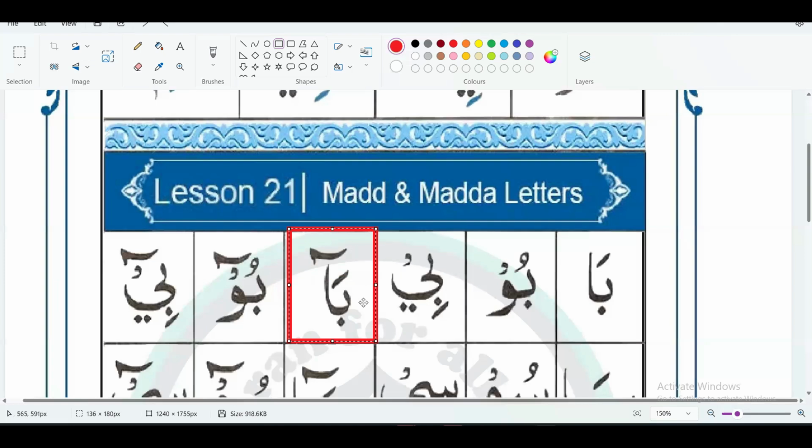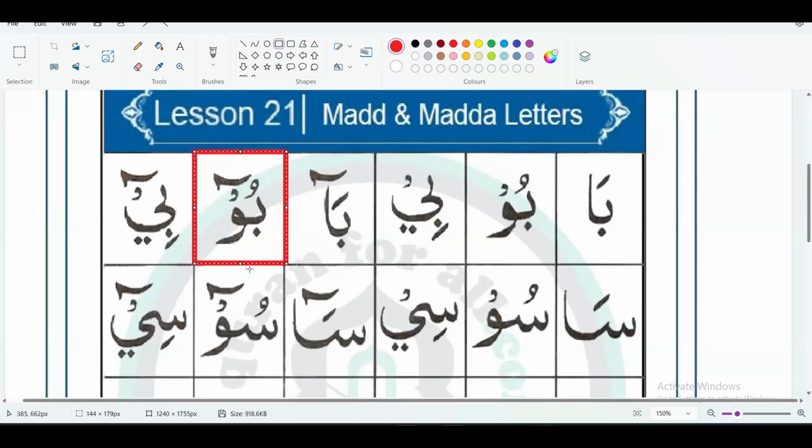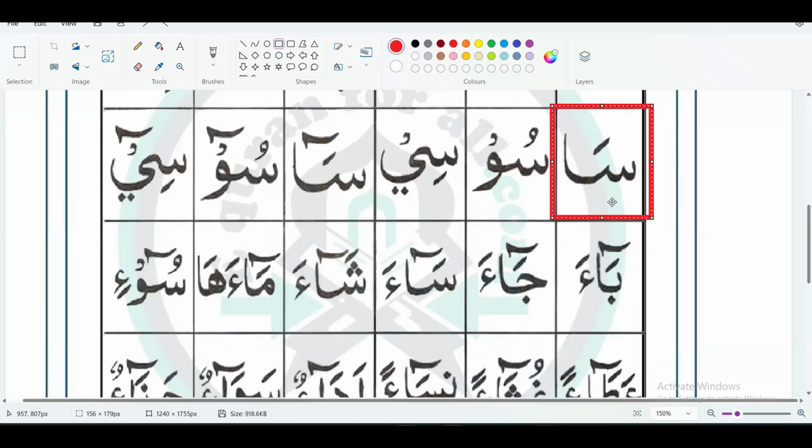Ba. Excellent. Reading. Boo. Next. E. Okay, next. Sa. Don't stretch more than 2 seconds because here we just have an alif madda. We don't have mud on it, right? So stretch only for 2 seconds. Da. Yes. Next. Su.